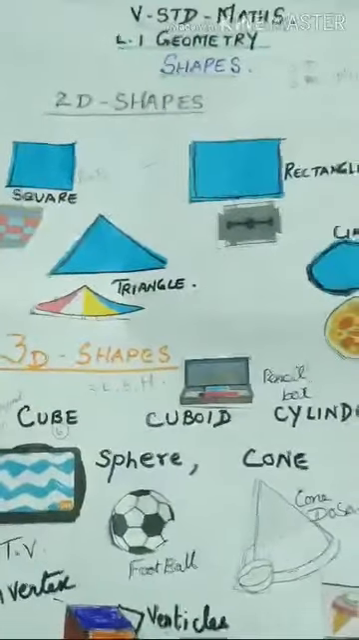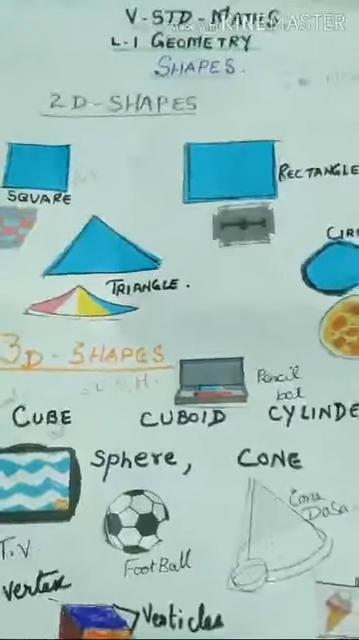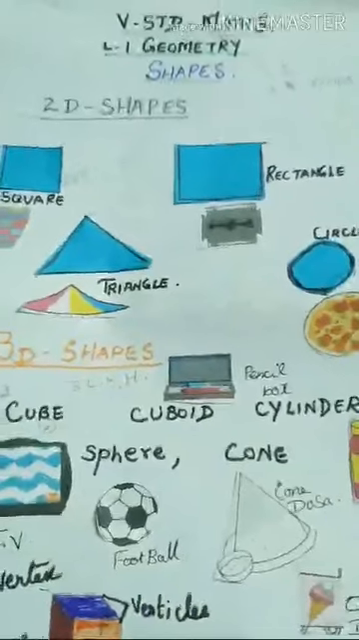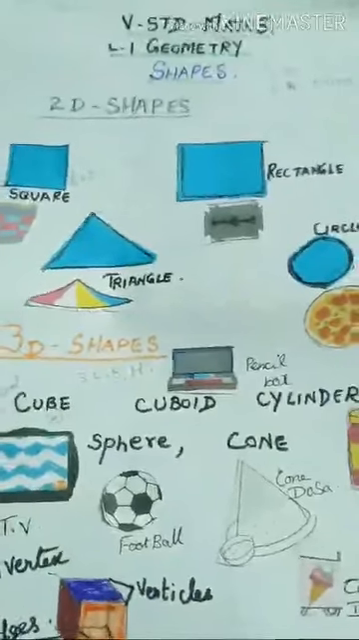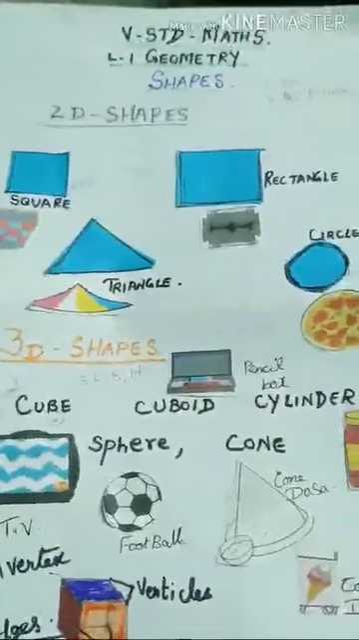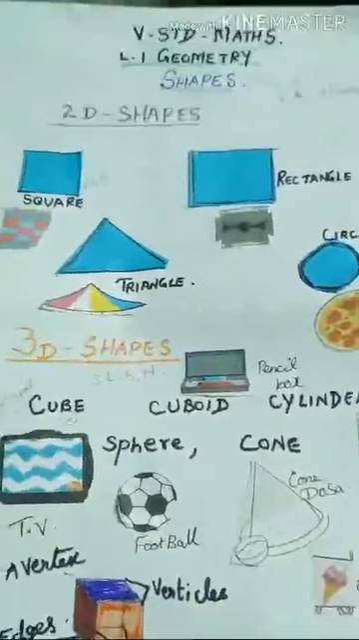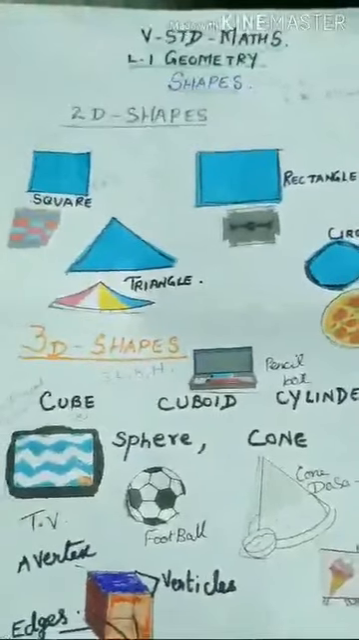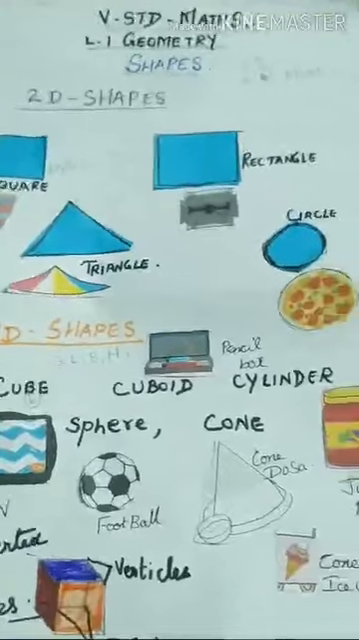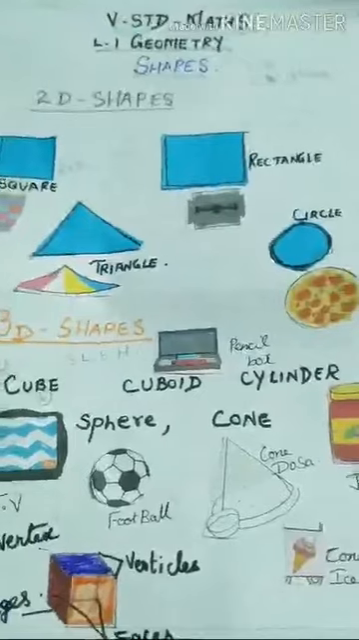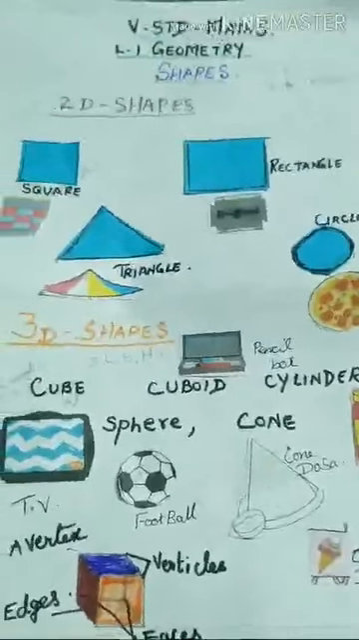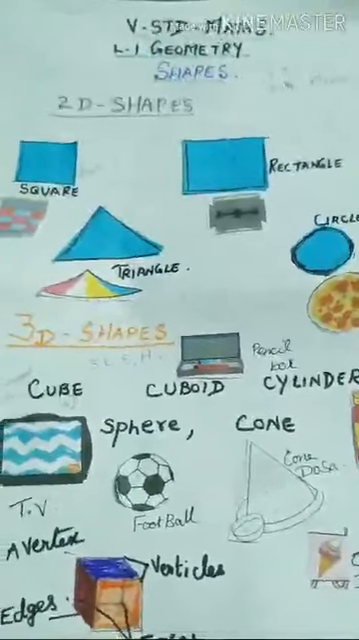We all know about the 2D shapes: the square, rectangle, triangle, circle. This we have seen from our childhood days. So I have put up some examples for you to make you understand a little better. The square as a doormat, rectangle as a small blade, triangle as an umbrella, and for circle, a pizza.